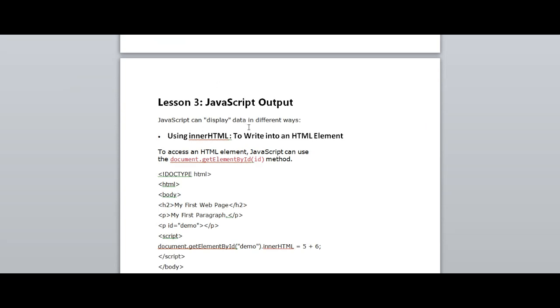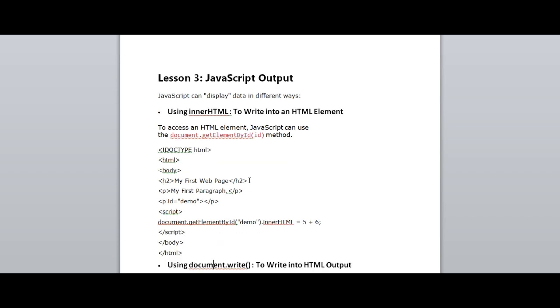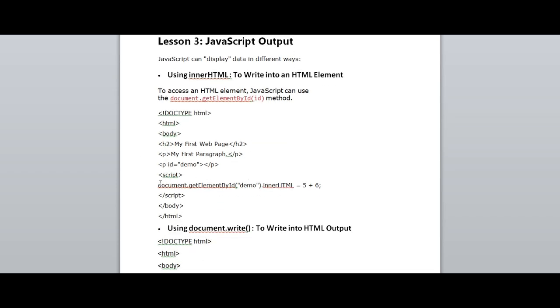Now, JavaScript can display data in different ways. It can use innerHTML to write into an HTML element. To access an HTML element, JavaScript can use the document.getElementById method, which we have done severally, but for the purpose of repetition and knowledge, you can see the documentation, the same. Now the script here is document.getElementById demo innerHTML equals 5 plus 6. Then closing script tag. So let's check how this works.